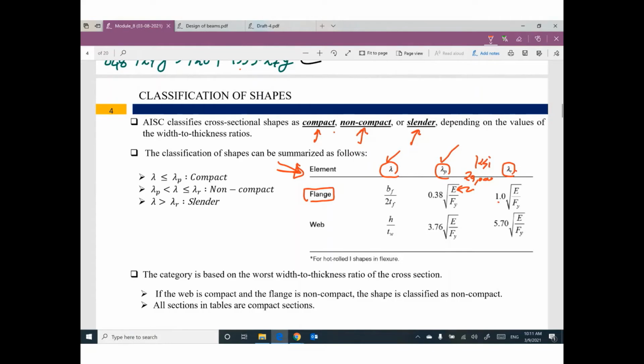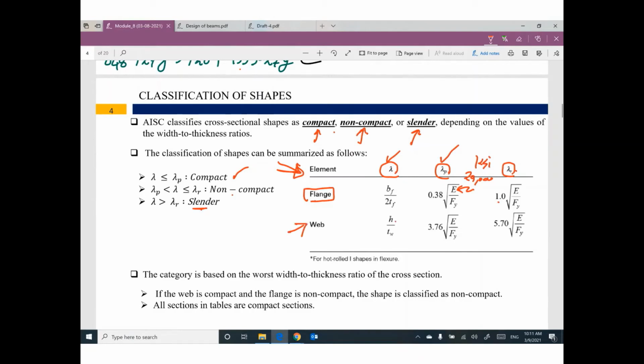What is the relationship between lambda and lambda P and lambda R? If lambda is smaller than or equal to lambda P, compact. If lambda is between lambda plastic and lambda R, non-compact. If lambda is greater than lambda R, it will be slender. Does that make sense? What you did with the flange, you have to do with the web.